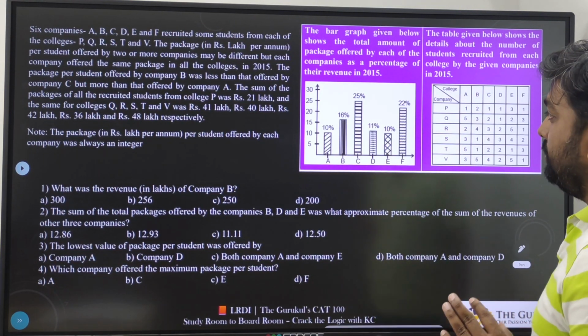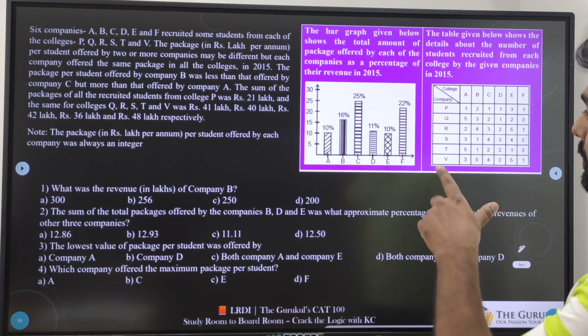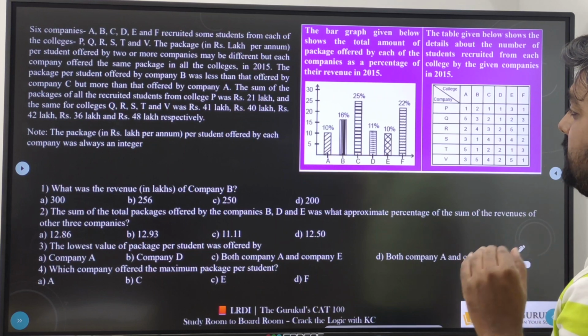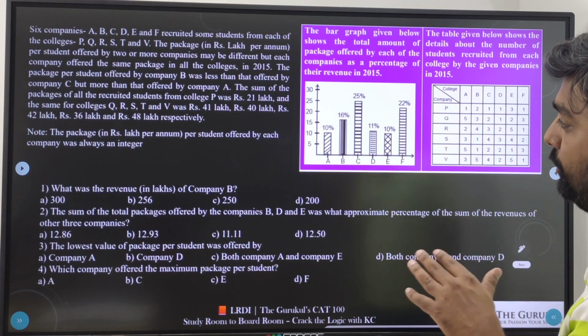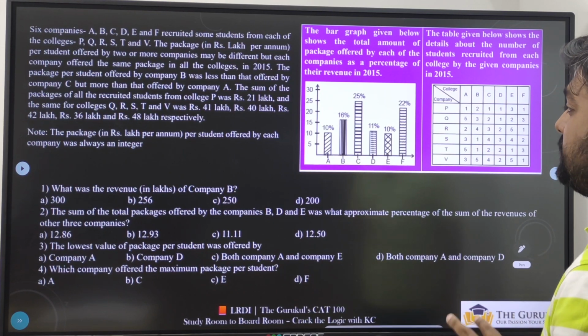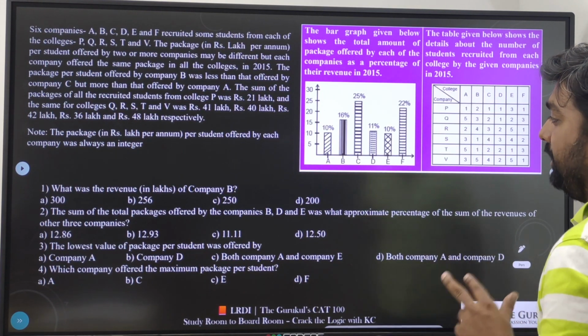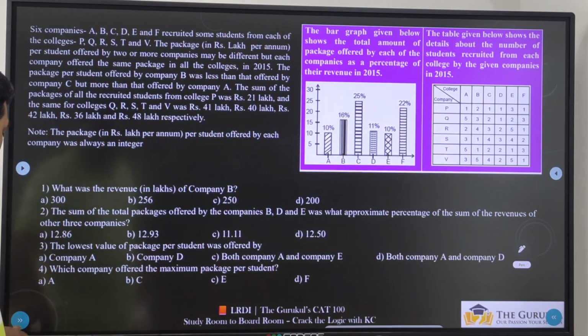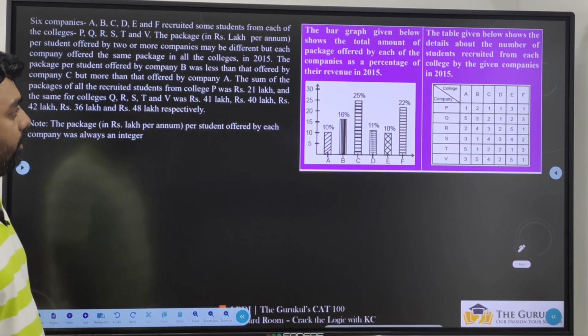package in every college. The sum of the packages of all the recruited students from college P was 21 lakh, Q, R, S, T, U is something respectively. Note, the packages per student offered by each company was always an integer, which means there is no decimal part, followed with 4 questions. So let's see what is happening.